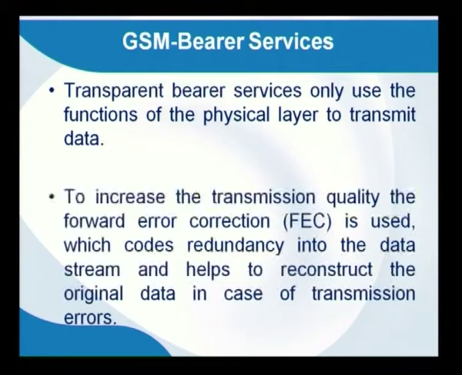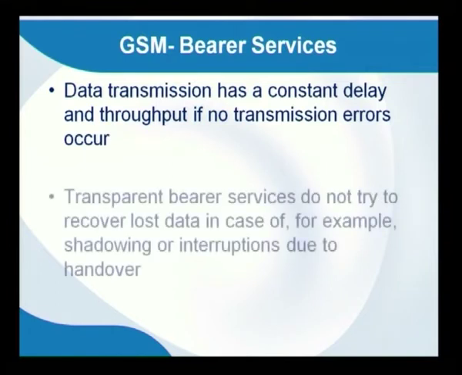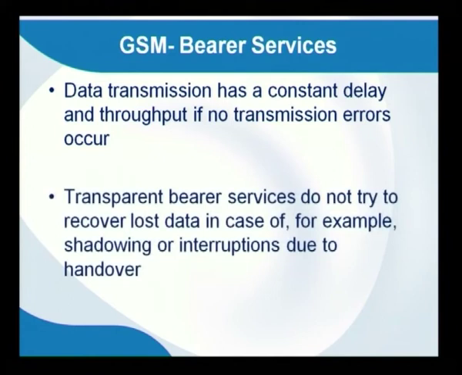GSM uses a forward error correction mechanism to support very high transmission quality. For example, if particular data is missed, the forward error correction mechanism can be used to retrieve the data, because that is redundant data. The data transmission has a constant delay and throughput, provided the transmission errors are very low. The transparent bearer services do not try to recover the lost data; they will try to repeat the data.